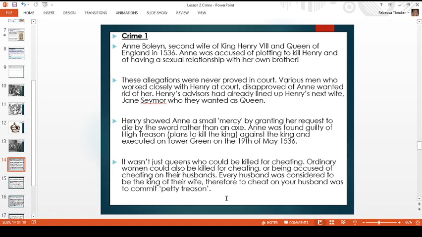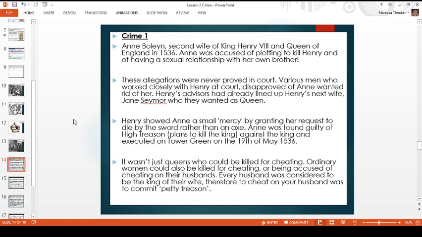But it wasn't just queens who could be killed for cheating on their husbands. Ordinary women could also be killed for cheating or being accused of cheating. So you didn't even have to be caught in the act. It literally just being accused of cheating was enough. Every husband was considered to be the king of their wife. Even if you're just an ordinary man, your wife is below you, so you are her king. Therefore, to cheat on your husband was to commit a crime called petty treason, which means little treason. So to kill a little king, if that makes sense. And your punishment, to have your head chopped off.